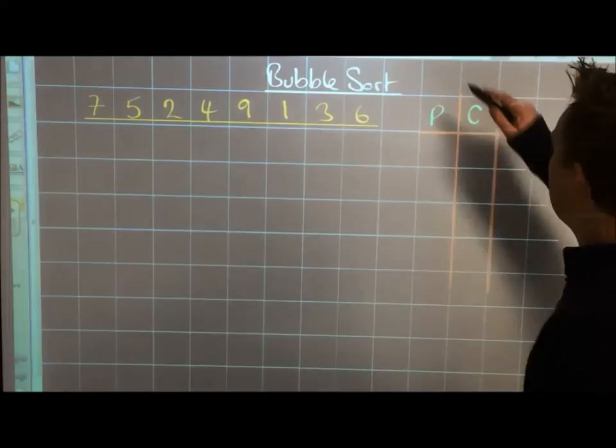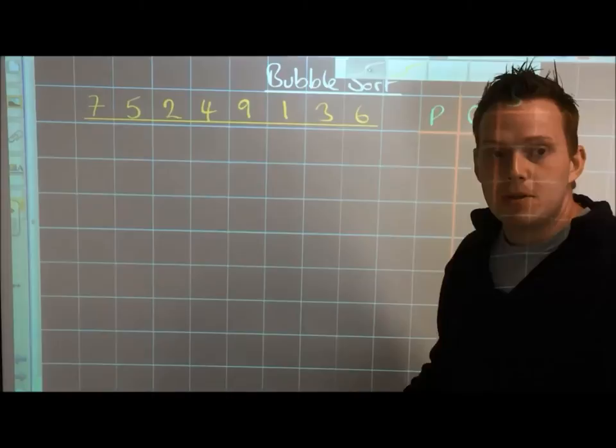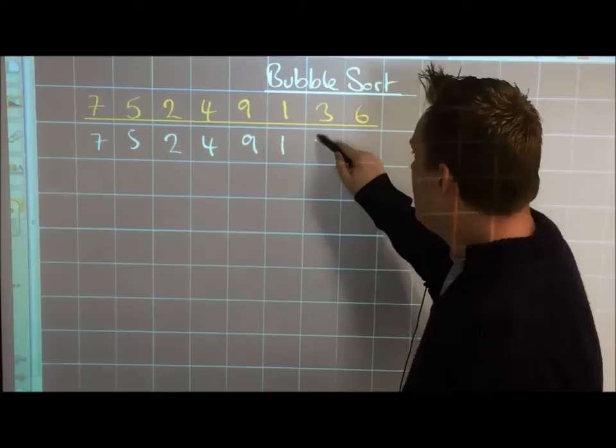Okay? And the bubble sort works like this. You give them some numbers, and you want to sort them into the right order, and you do this by an algorithm. So it's a sort of algorithm a computer might use. So you can't just look at it and write it out in order. We're going to write out the numbers that we're given and the order that we're given them in. And the bubble sort works like this.